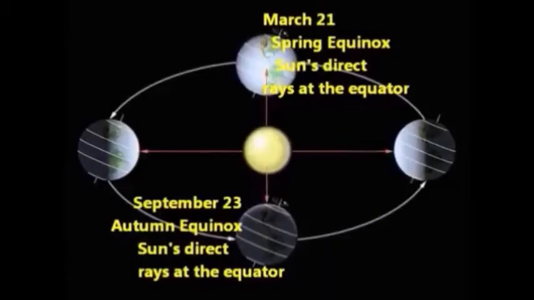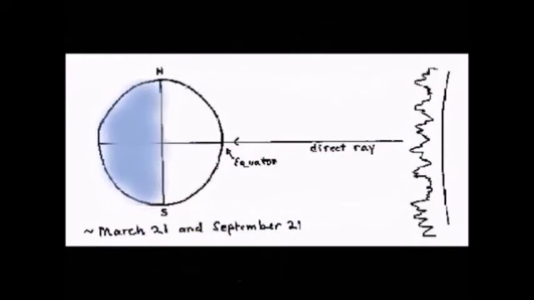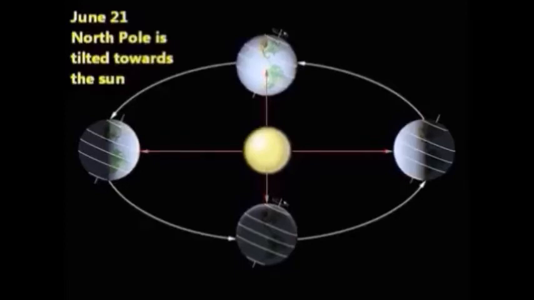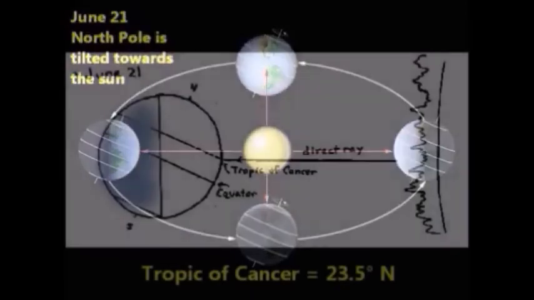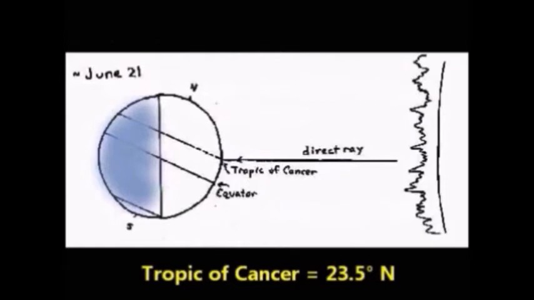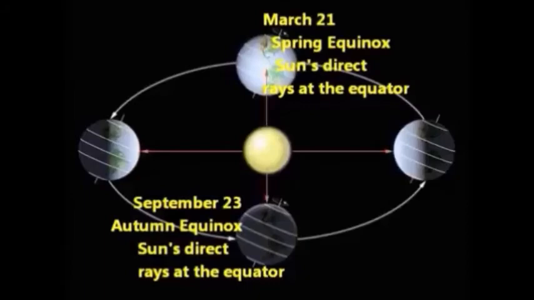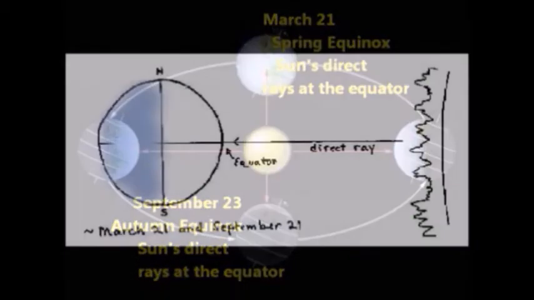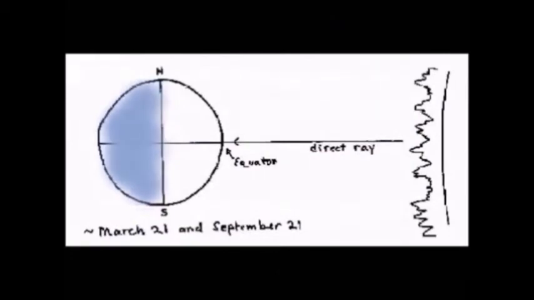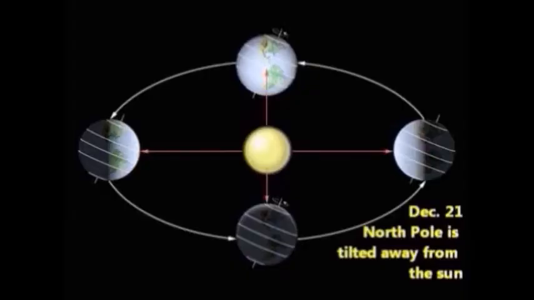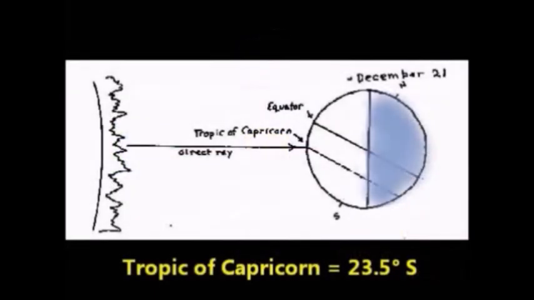On the spring equinox, March 21st, the direct rays of the Sun are focused on the equator, 0 degrees latitude. On the summer solstice, June 21st, the North Pole is tilted toward the Sun, and the direct rays of the Sun are focused on the Tropic of Cancer, 23.5 degrees north latitude. On the autumn equinox, September 23rd, the Sun's direct rays are focused back on the equator, 0 degrees latitude. And on the winter solstice, December 21st, the North Pole is tilted away from the Sun, and the Sun's direct rays are focused on the Tropic of Capricorn, 23.5 degrees south latitude.